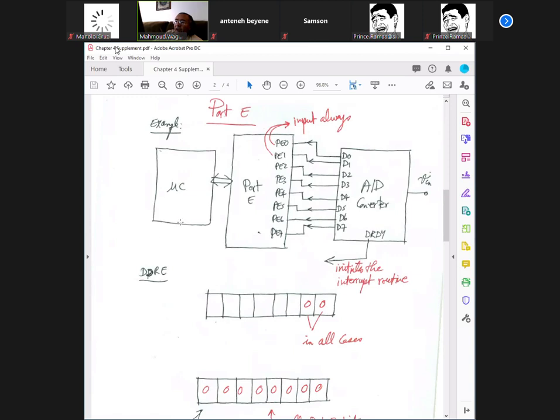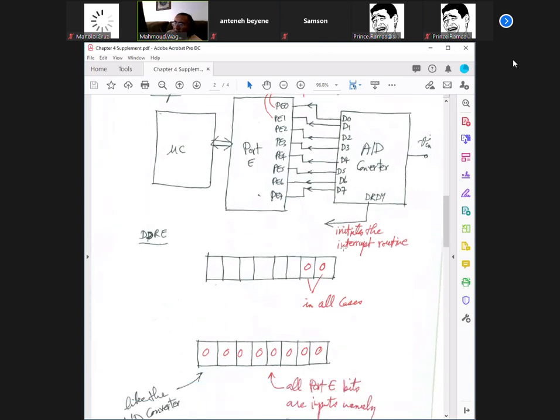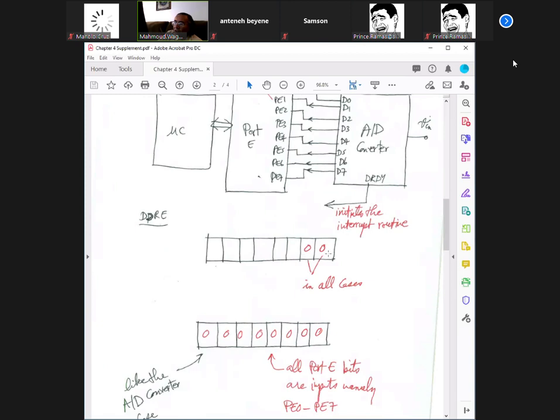Here is a typical microcontroller. This is port E. These are always inputs. Usually the A to D converter has a data ready at the end of conversion. This usually initiates an interrupt routine to take care of the reading process. The reading process is quite involved here. But the data direction register is going to be always having 0, 0 for the first two lines because this is input.